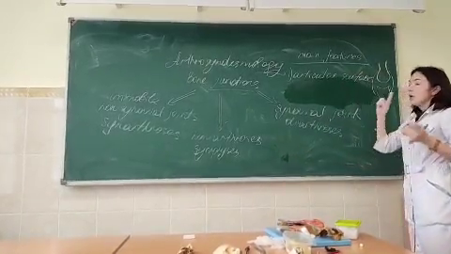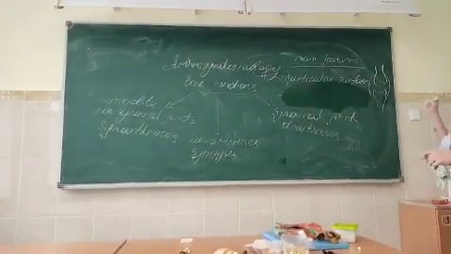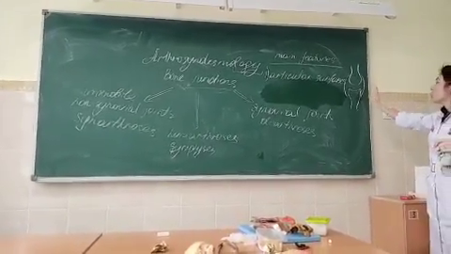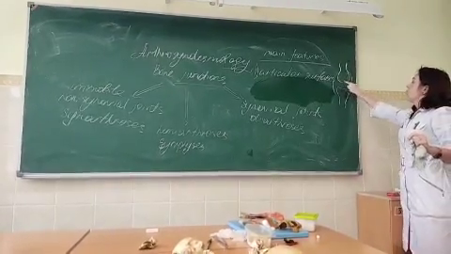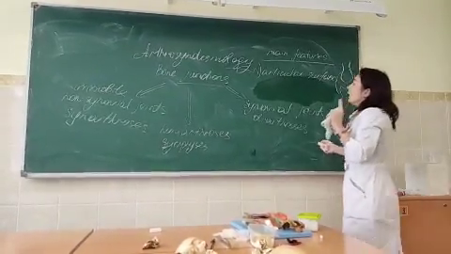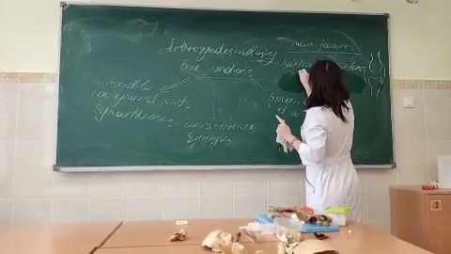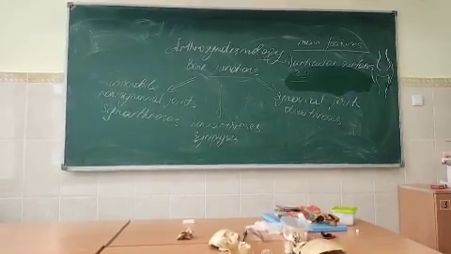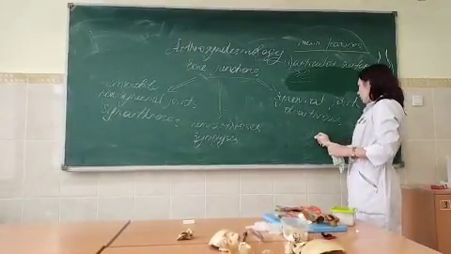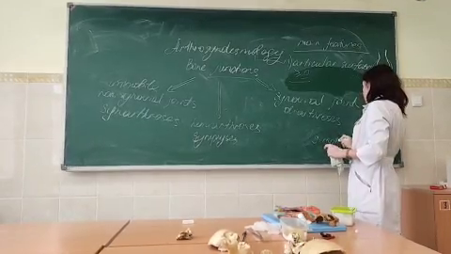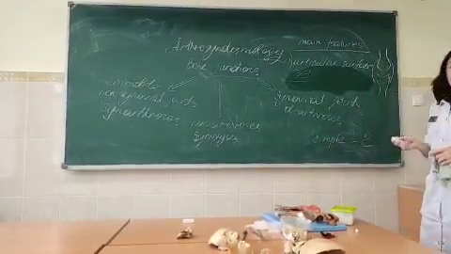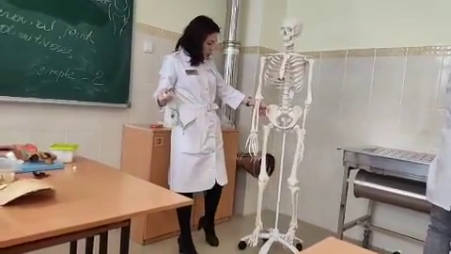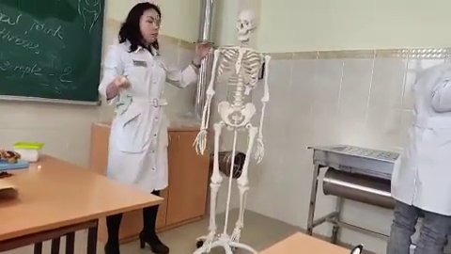Articular surfaces are the surfaces of the bones which face each other to form the joint. So this is one articular surface, this is another articular surface. The number of articular surfaces in the joint should be not less than 2. If in the joint there are 2 articular surfaces, such a joint is considered to be a simple joint. Like the shoulder joint, which is formed by the glenoid cavity of the scapula and the head of the humerus. It is a simple joint.